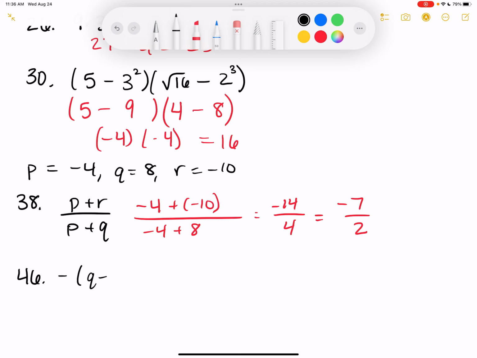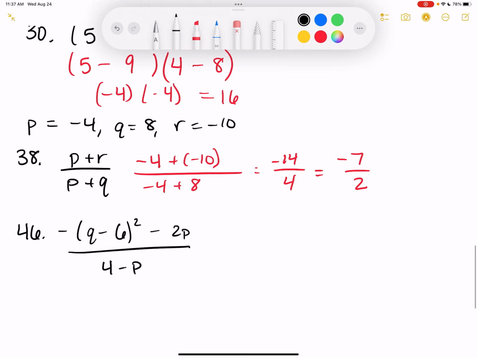Yeah. All right. So 46: negative parentheses q minus 6 squared minus 2p over 4 minus p. That was out of nowhere. I forgot we were talking about that, and I was like, what? It was the improper fraction. You heard no mixed numbers and you're like, oh, I want to mix salad. It was my sign.